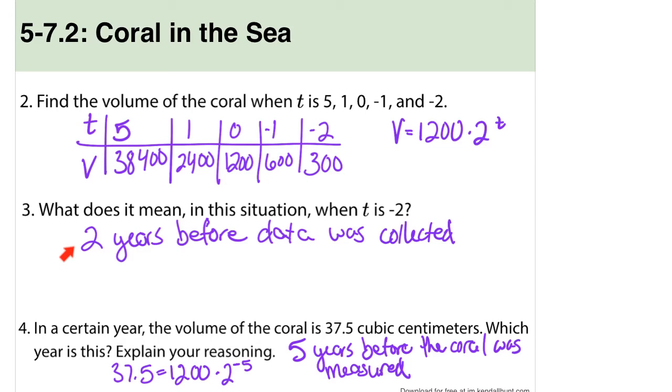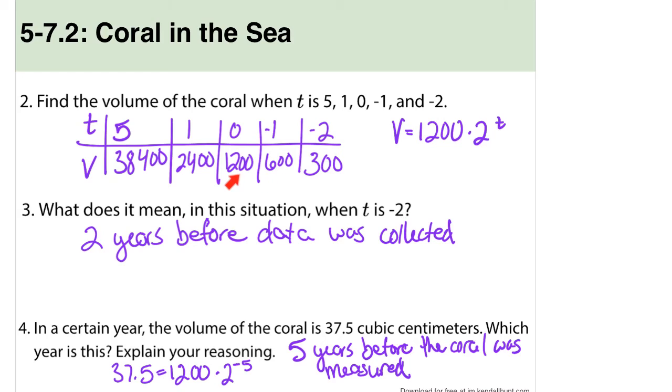Well, that means that was the volume of the coral 2 years before the data was collected. If you remember it this way, time 0 was when they first went out and measured the coral. Then they measured it some more, and we're estimating that it was doubling each year. But we can go back in time by using negative exponents. So -1 would be 1 year before that coral was measured.